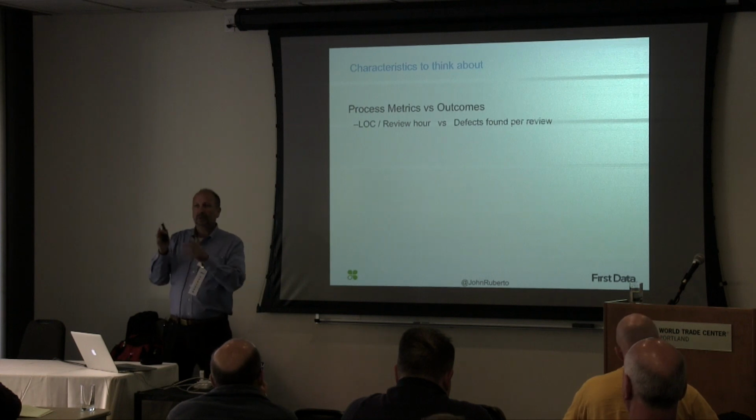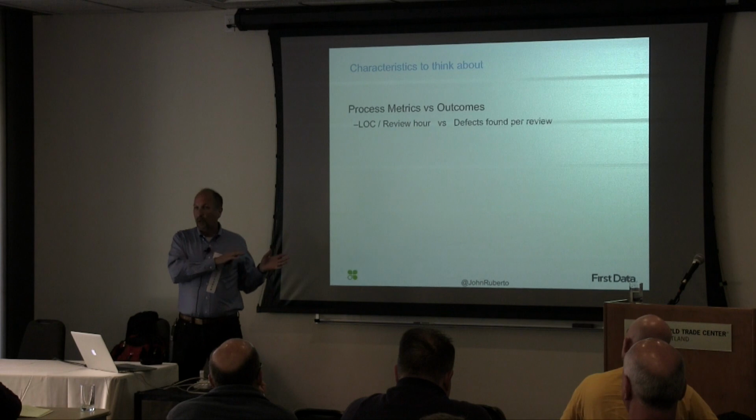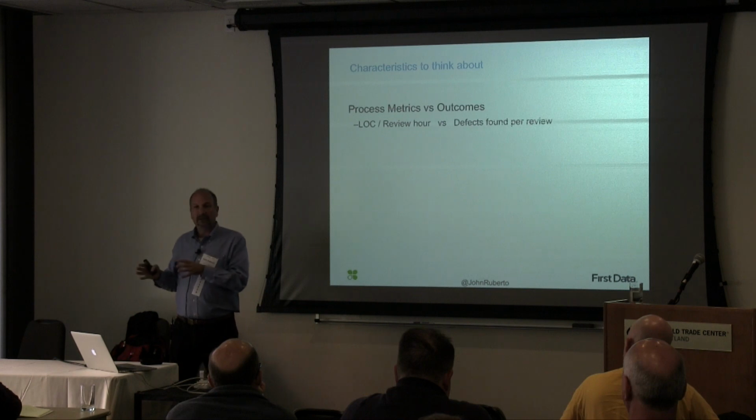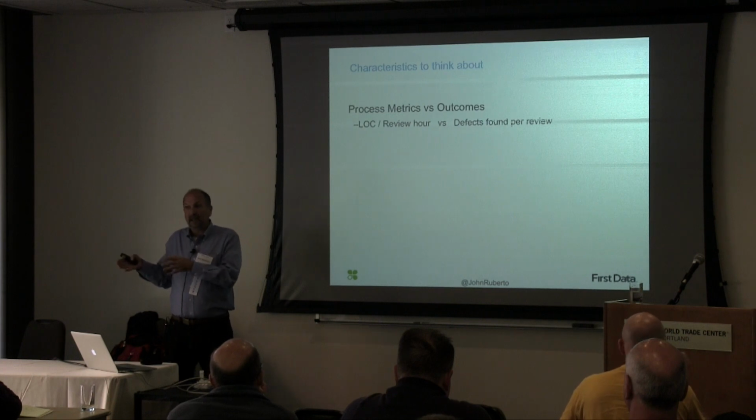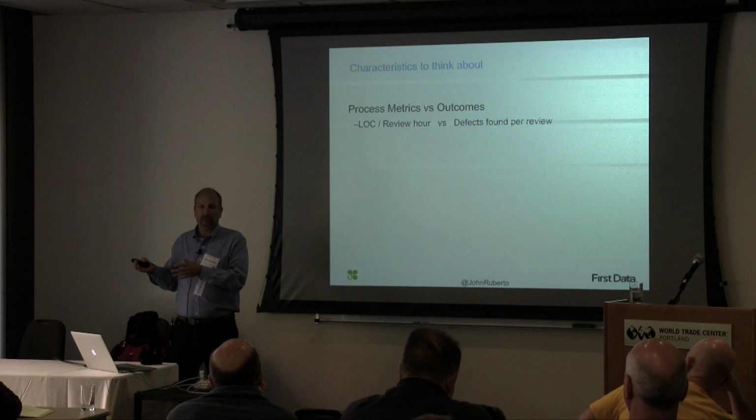So we kind of had a sweet spot between 200 and 500 lines of code per hour. What we were doing, though, was measuring the process of the code review. Another metric you could use is the number of defects found per review, and maybe you do that by severity level or something. That is another indicator of how effective your reviews are.